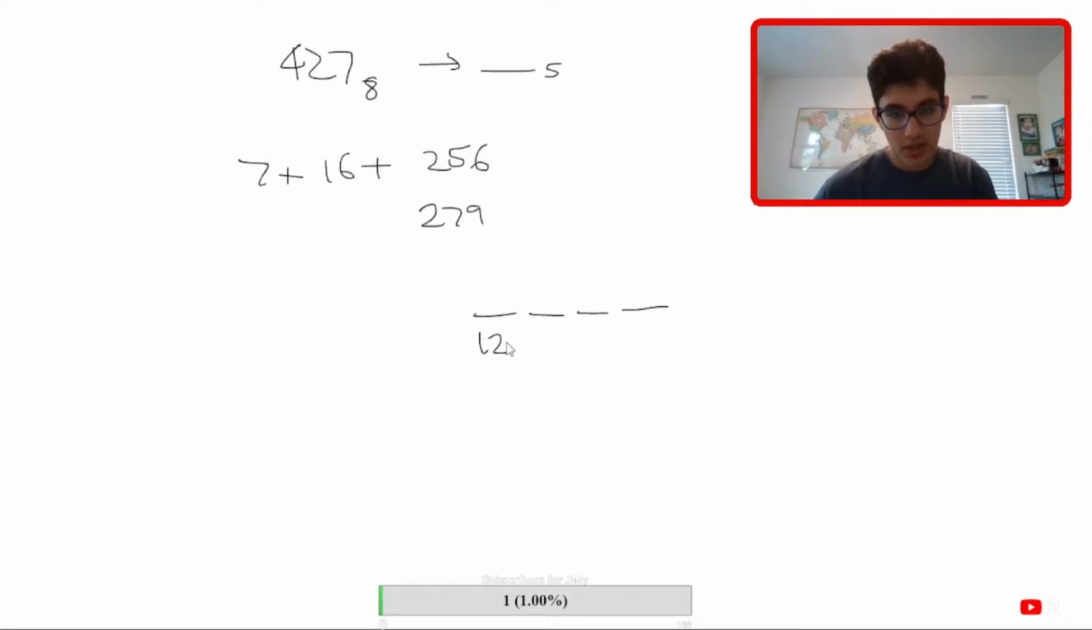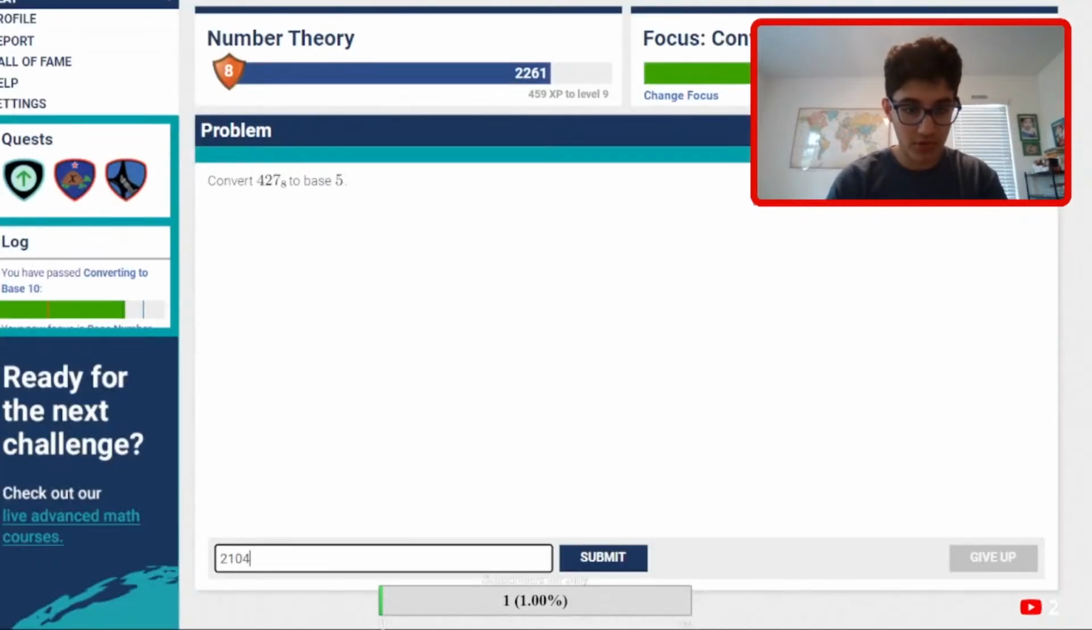So this is the 125 spot. So we'll have 2 over there. That takes care of 250, leaving us with 29. This is the 25, 5, and 1. In the 25s, since we've already got 250, we need 29. So we'll put 104, 2104. That should be right again, hopefully.